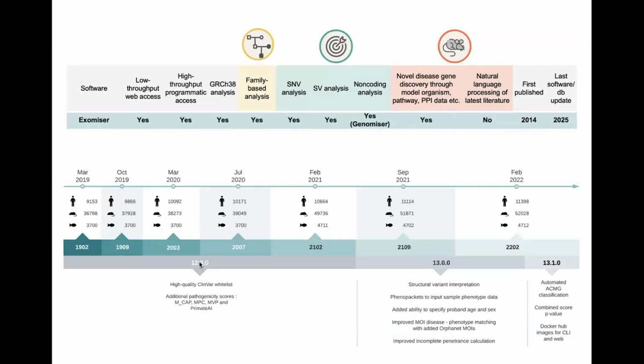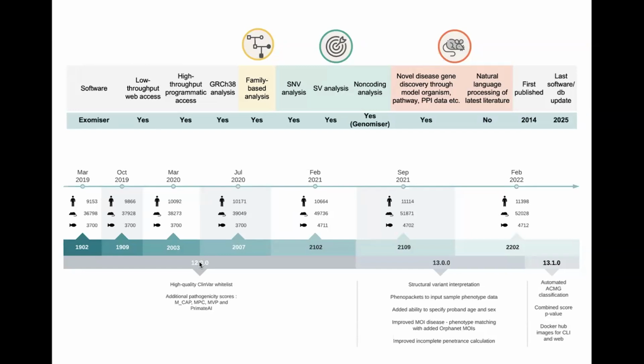This figure below actually shows the timeline of Exomiser software and database updates since 2019. The upper portion illustrates the growing number of curated human diseases, and mouse and zebrafish annotated gene associations in the underlying databases. And the lower portion highlights key feature enhancements across software versions.